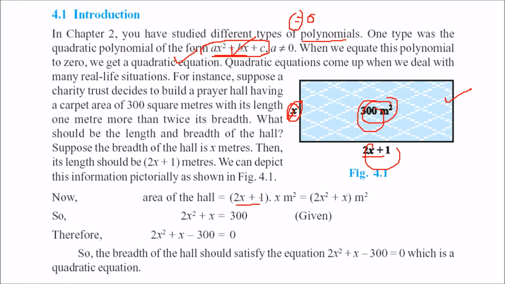So 2x plus 1 into x, multiply x inside, 2x square plus x is equal to 300. Now take this 300 on the left hand side, and you will get an equation like this: 2x square plus x minus 300, and this is the equation which is called a quadratic equation.